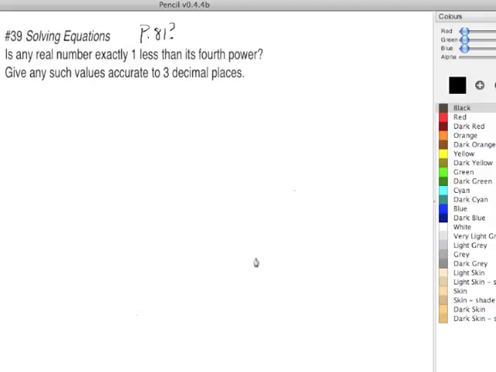This is page 81, number 39, and the question is: is any real number exactly one less than its fourth power? When you look at this, if it's very wordy, and you read it 10 times and still don't get it, the 11th time might work perfectly. But in the meantime, let's just think about what this means.